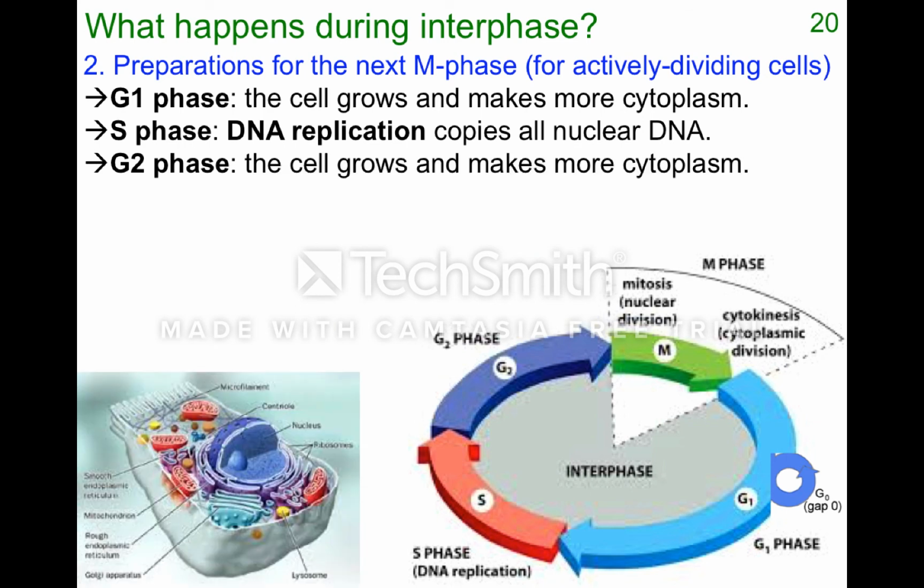And then during G2 phase, it's another growth phase where the cell continues to grow and makes more cytoplasm. There's also checks and balances there to make sure the DNA was replicated properly before it grows and divides further. So that's what happens during interphase. By the end of interphase, we have doubled the DNA already. The cell's nice and big. It's got plenty of cytoplasm to go around, and it's ready to divide.